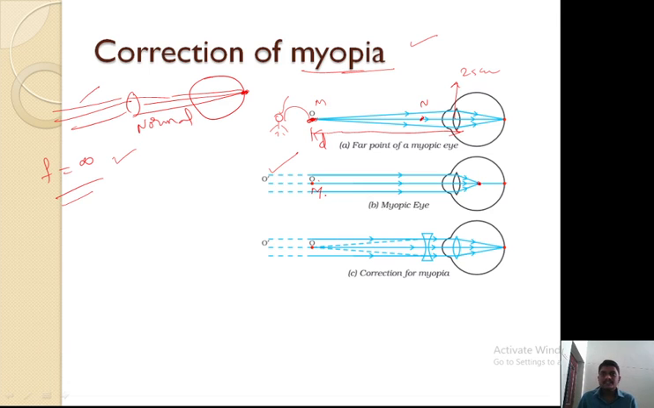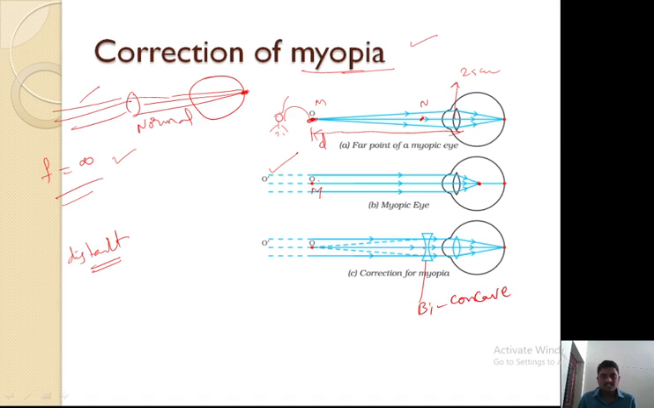And how can you correct this myopia? This myopia can be corrected by using a biconcave lens, which is a diverging lens. Now we are focusing on a distant object. Now I want to see the distant object with the help of some optical device. Now we are taking a biconcave lens. This is a biconcave lens.